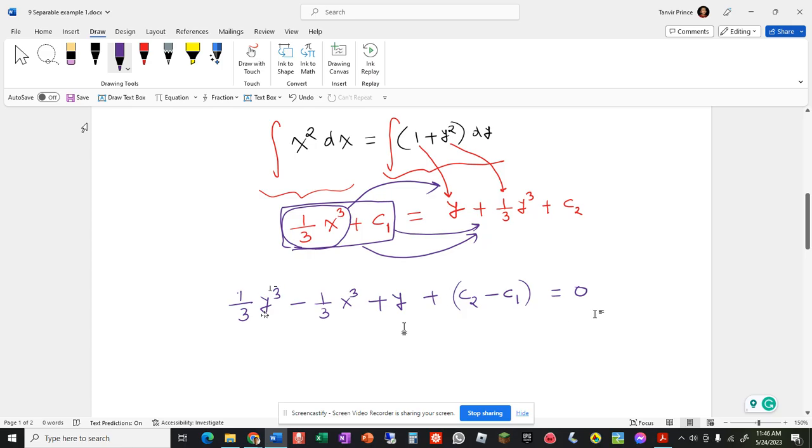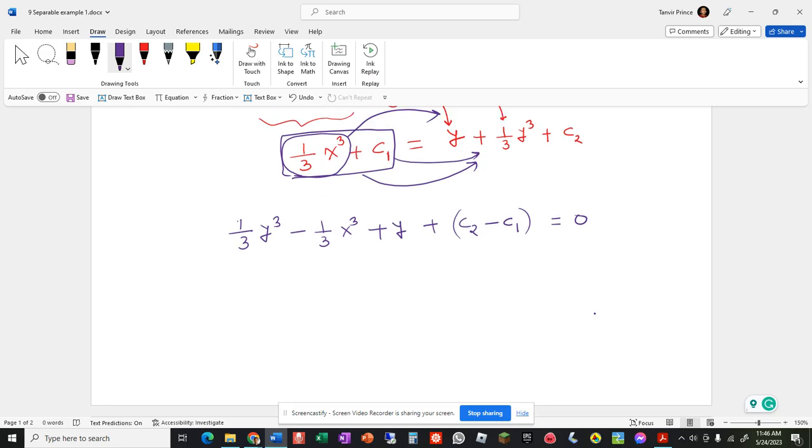It doesn't really matter. Now let's look at c2 and c1. What are c2 and c1? c2 is an arbitrary constant. It goes from negative infinity to infinity, right? Same thing for c1. So c1 and c2 are arbitrary numbers. It could be anything. This means that c2 minus c1 also will be some arbitrary number. As c2 varies from negative infinity to infinity, and as c1 varies from negative infinity to infinity, c2 minus c1 also varies from negative infinity to infinity.